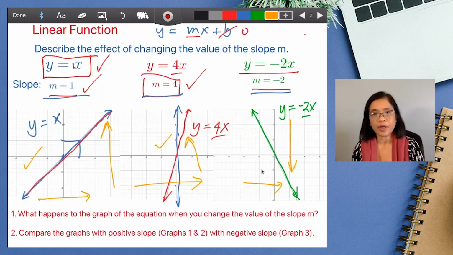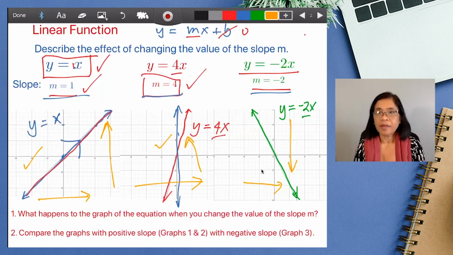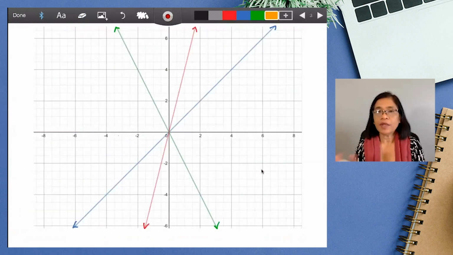I'll give you time to process. You can take down notes. Then let's move on by graphing all these three lines in one coordinate plane.